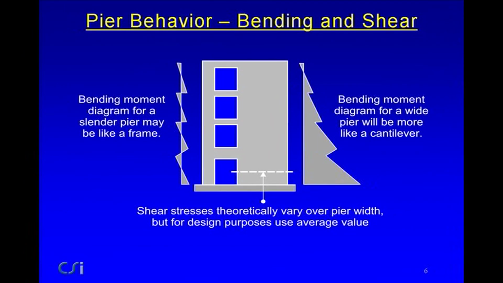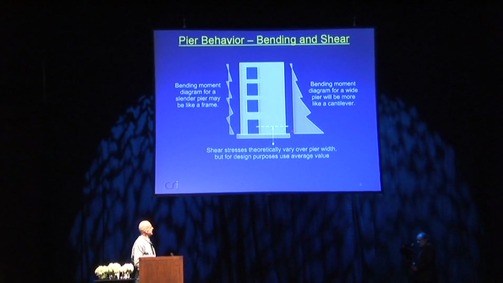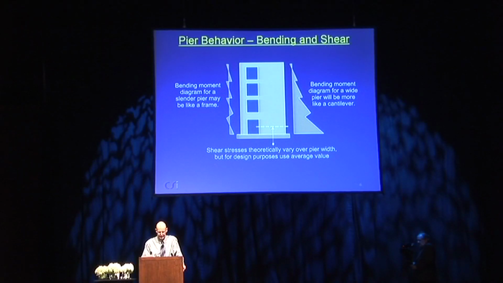When we look at the wide pier, this is not going to be affected as much by the coupling panel, so the shape of the moment diagram is more likely to be like that for a cantilever. And then, theoretically, at least if you do a linear elastic analysis, the shear stresses could vary substantially over the width of the pier, but you don't worry about that for design. You look at the complete width, and you design based on an average shear stress. So the fact that the shear varies over the width of the pier probably doesn't matter that much. And I'll have more to say about that later also.